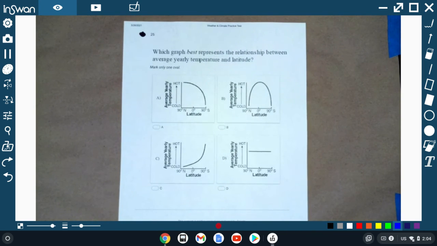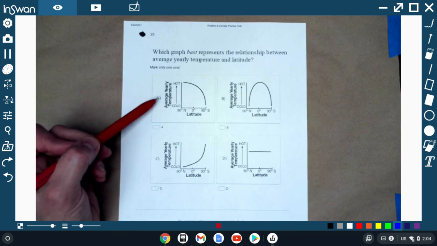And our last one here, they're asking us which graph best represents the relationship between the average yearly temperature and latitude. Now, we just said that the equator gets the most of the sun's energy because that's the spot on the Earth that usually gets the sun's energy hitting it at 90 degrees. So we know that the equator is at 0 degrees north or 0 degrees south, whatever you want to call it. It's just 0 degrees. So on our graph, we should find that at 0, it is the highest temperature.